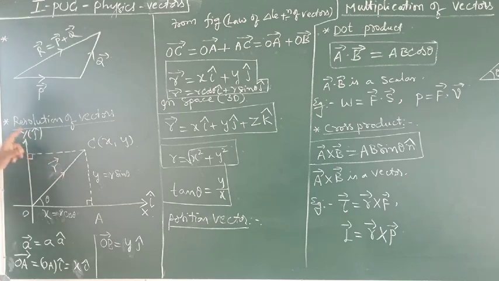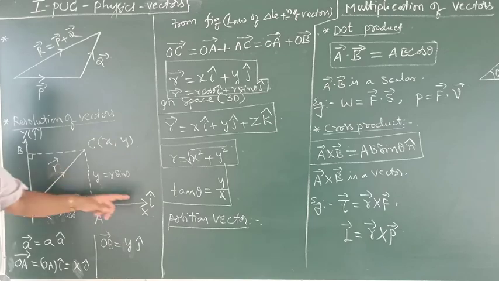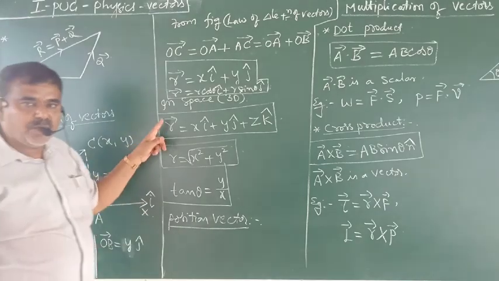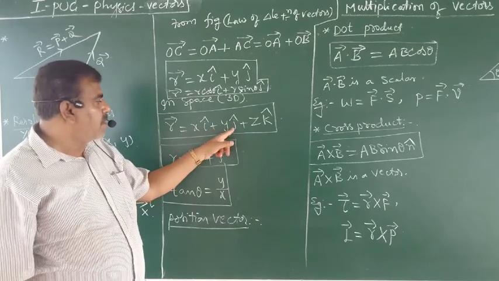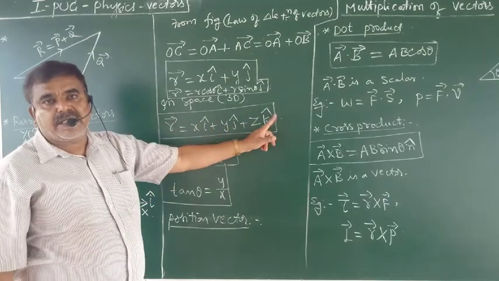through this vector R, I can define the position of any point in space. Take any position with respect to a coordinate system. I can define the position of any point in this space. That is why it is called position vector. Position vector is given by x component plus y component plus z component.